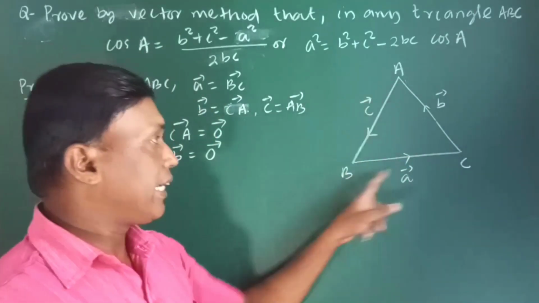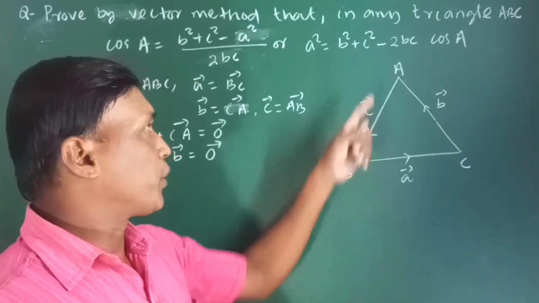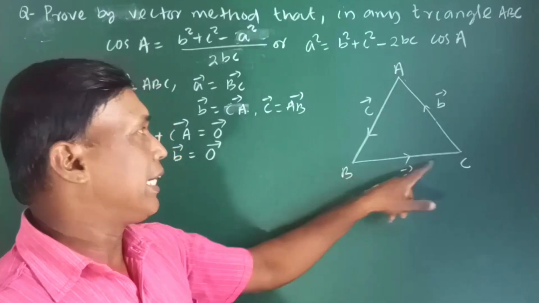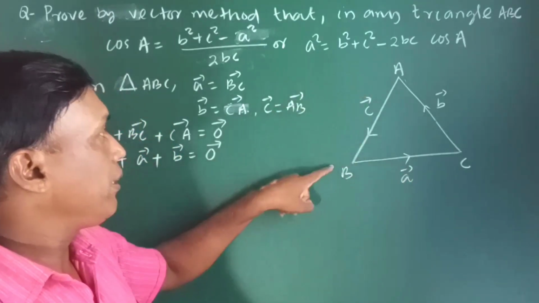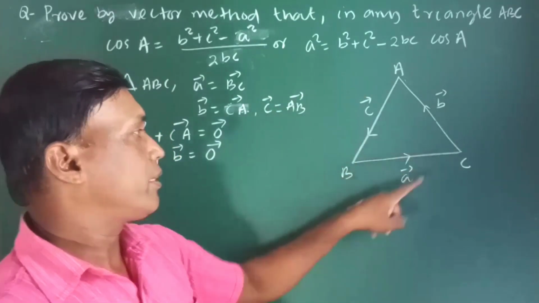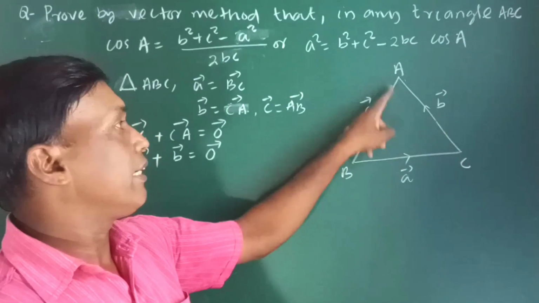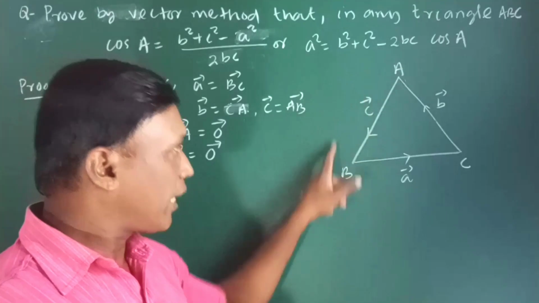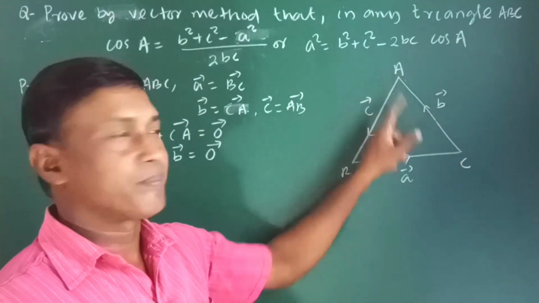Suppose in triangle ABC, the side opposite to angle A is the small a vector. I have taken AB as c vector, BC as a vector, and CA as b vector. All are in the same direction, all in the anti-clockwise direction.